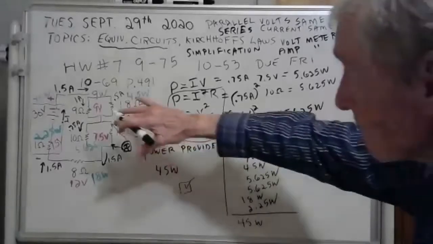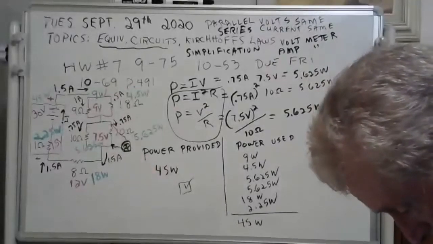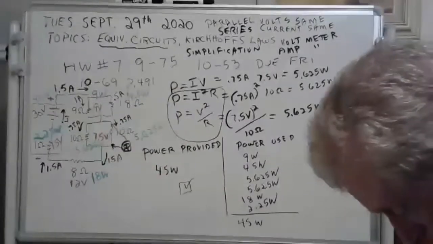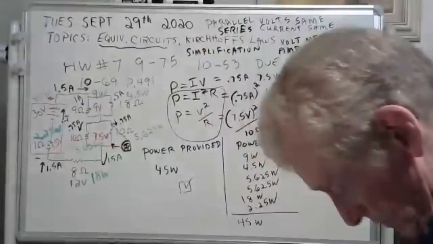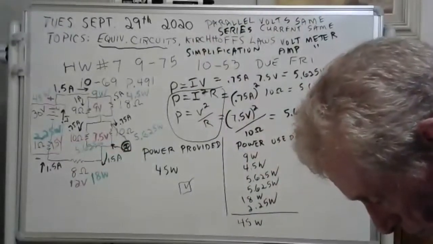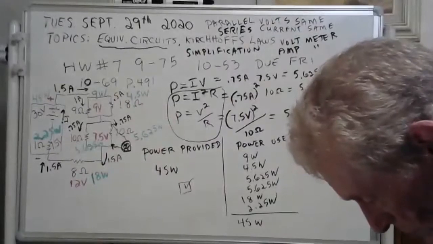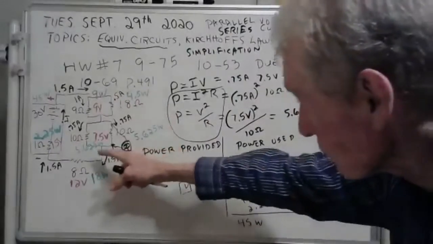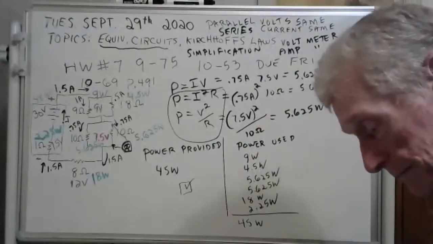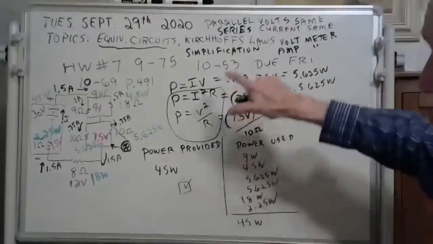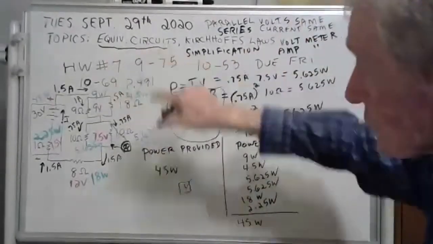Let's see what the answer book says. This was problem 1069. Here's some of the things they got. They got 2.25 watts. Yeah, look, there's 2.25 watts. And they got 9 watts and 4.5 watts. Oh, look, there's 9 watts and 4.5 watts. They got 5.625 and 5.625. Look, that's what we got. And they got 18 watts. Hey, we got the same answers they got. And how did we do it? We used simplification, or another term is called equivalent circuits.